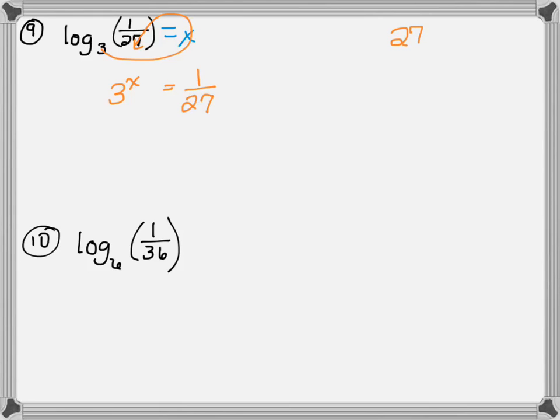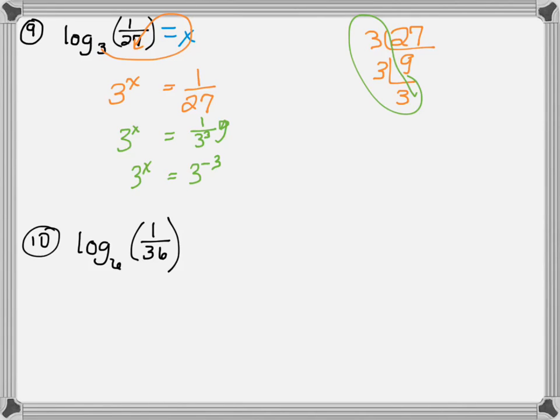So 27 is made up of 3 cubed. So 3 to the x is equal to 1 over 3 cubed. If I want that to come up to the numerator, that's going to be a 3 to the negative 3. And so now I have 3's as my base. Set my exponents equal. And I have x is equal to negative 3. See if you can do number 10 on your own.